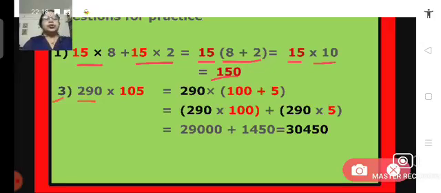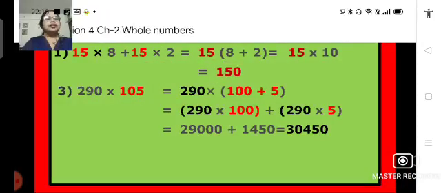Third one is 290 multiplied by 105. So 105 we can write as 100 plus 5, and here we use distributive property of multiplication over addition, and we write it as 290 multiplied by 100 plus 290 multiplied by 5. So it becomes 29,000 plus 1,450, and the result we get is 30,450. So this is the way to easily and quickly find solutions to such problems.